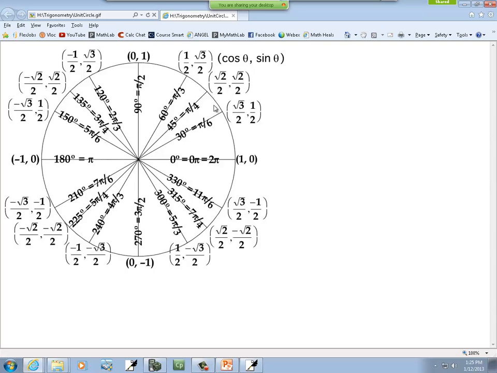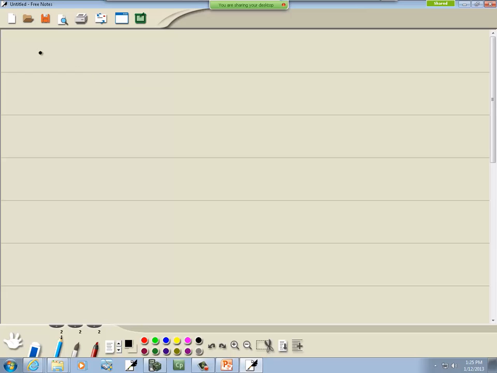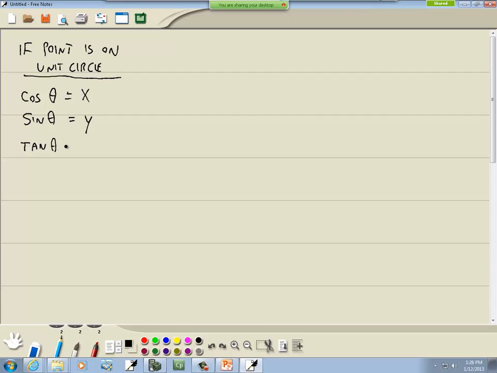Now let me write down the formulas that go along with these, and then we'll look at some problems. If your point is on the unit circle, and I'll use theta to represent the angle, cosine theta is equal to x, sine theta is equal to y, tangent theta is equal to y over x.